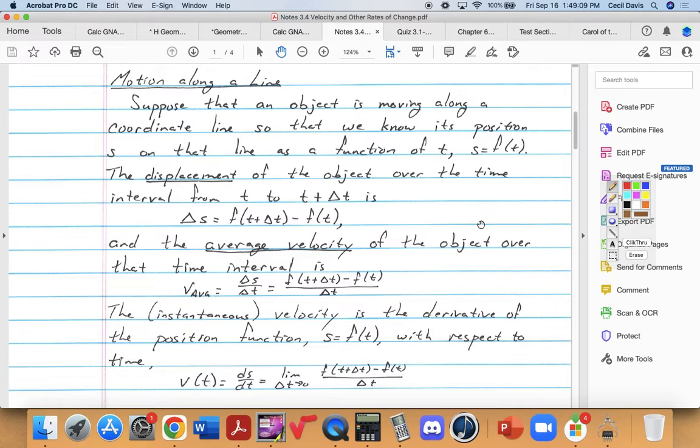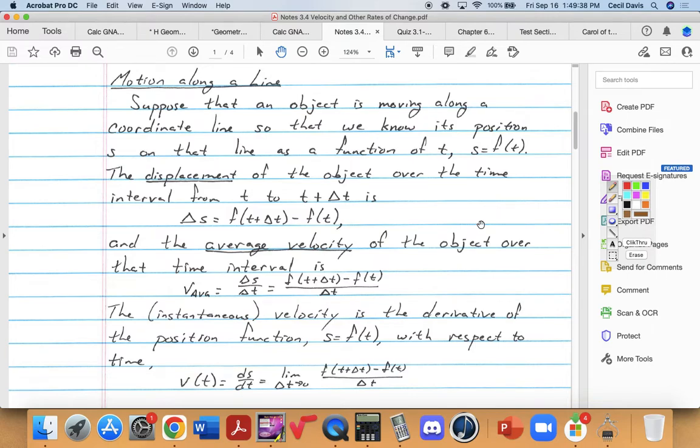Okay? So one of the things that we're going to do as an application is motion along a line. So you've got an object moving along a coordinate line. Frequently it's the x-axis, but it could be the y-axis. It could be any other line, horizontal or vertical. So that we know its position s on that line as a function of t. So s is equal to f of t.